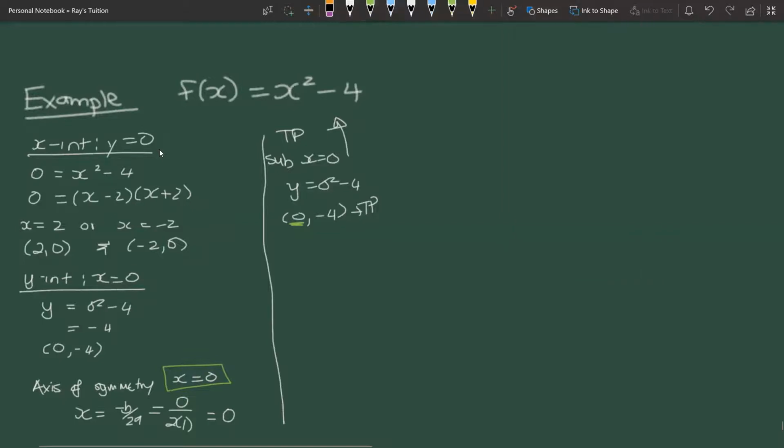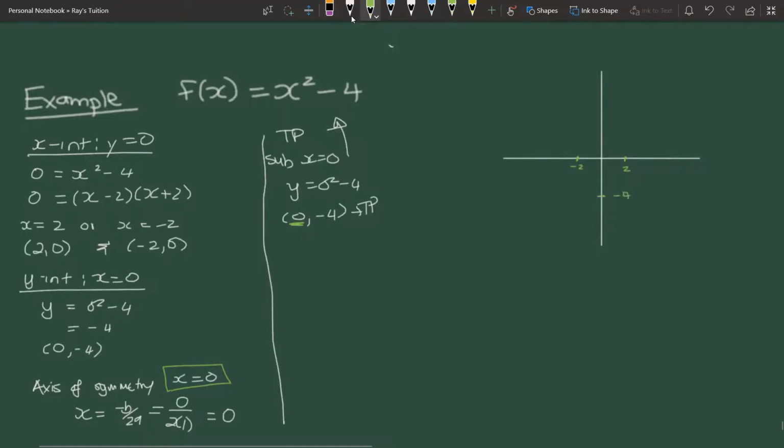So let's put in our axes. And then we're going to plot our graph. So our x-intercepts are 2 and minus 2. And our y-intercept is negative 4. I think this one I drew a bit too far out. Let's move it a bit more in. Like there.